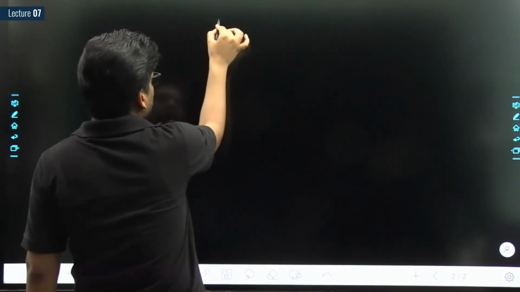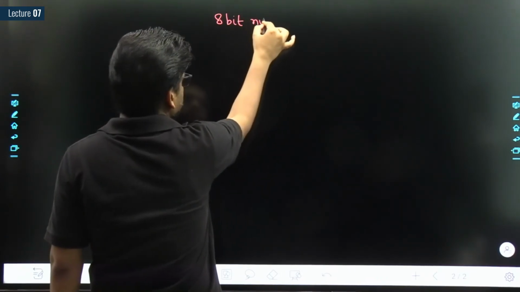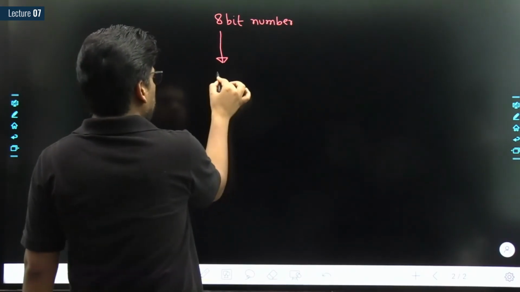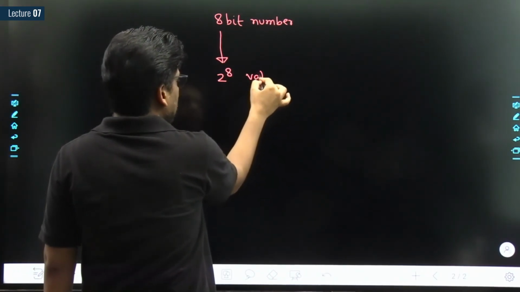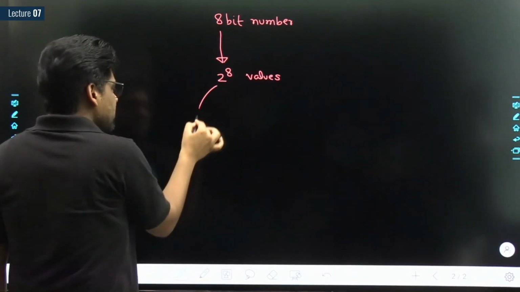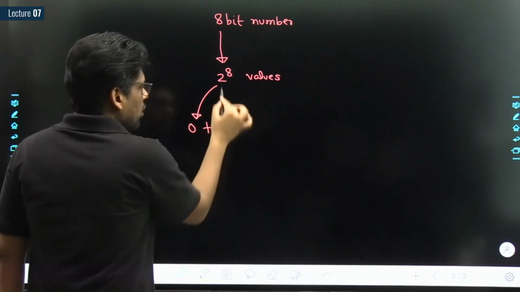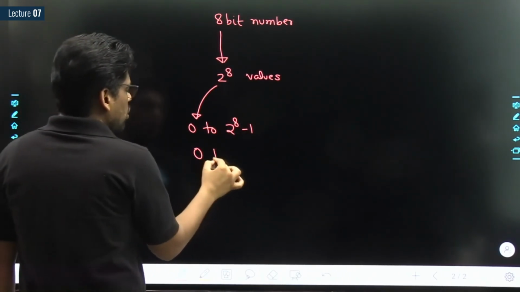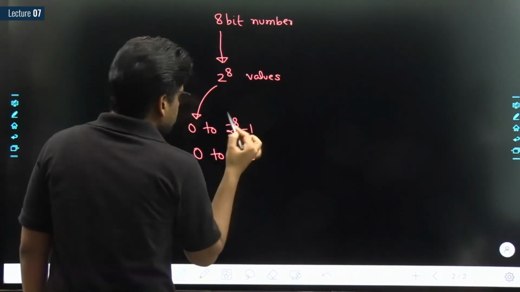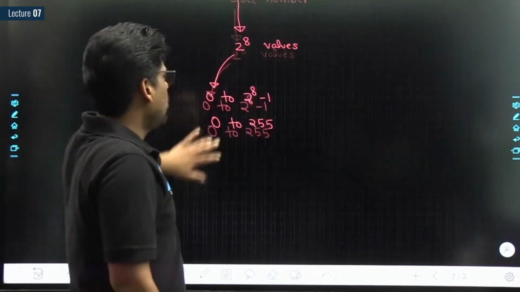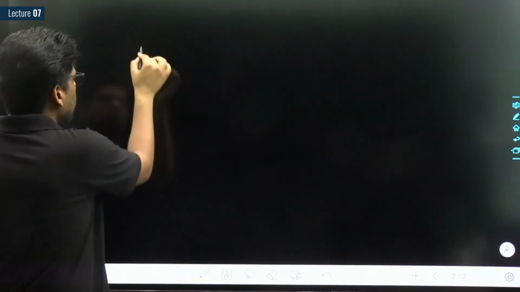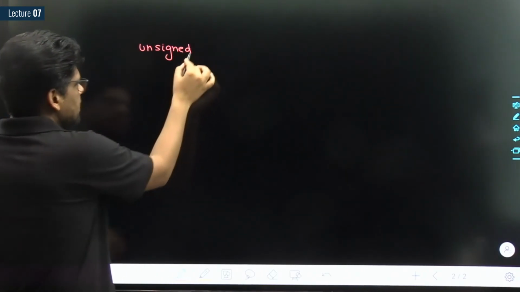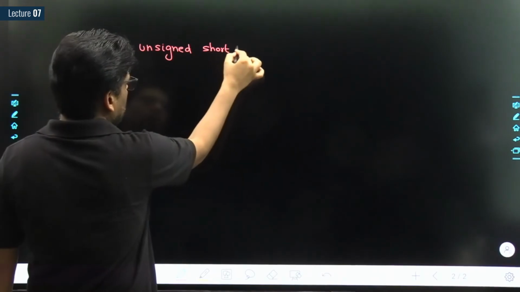That means if I have an 8-bit number, sir, what are the total possible values? 2 to the power 8 values are there. Sir, what is the range? 0 to, what is this value? 2 to the power 8 minus 1. That means 0 to 255. Okay. This is how we are talking about unsigned short. Whatever I have discussed, this is nothing but unsigned short I.